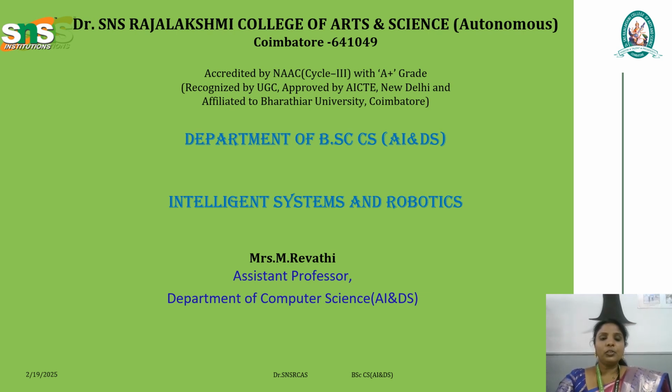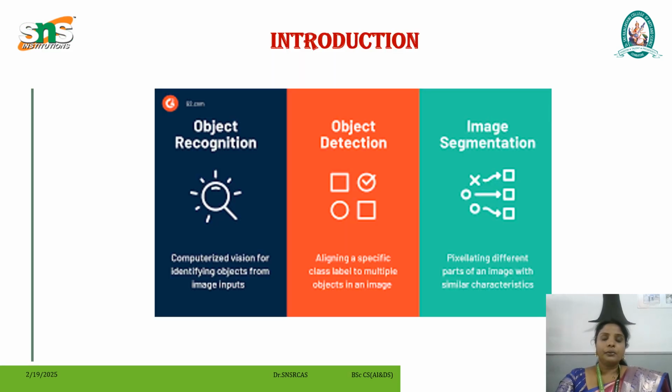In this series, we are going to discuss intelligent systems and robotics. The topic is object recognition. First, we see the introduction of object recognition. Object recognition is a fundamental task in computer vision, which has undergone remarkable advancements with the advent of neural networks and supervised learning techniques. It involves the identification and classification of objects within digital images or video frames.